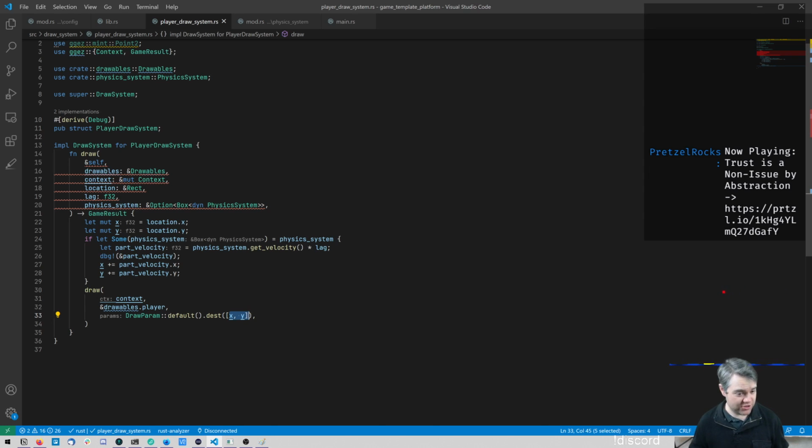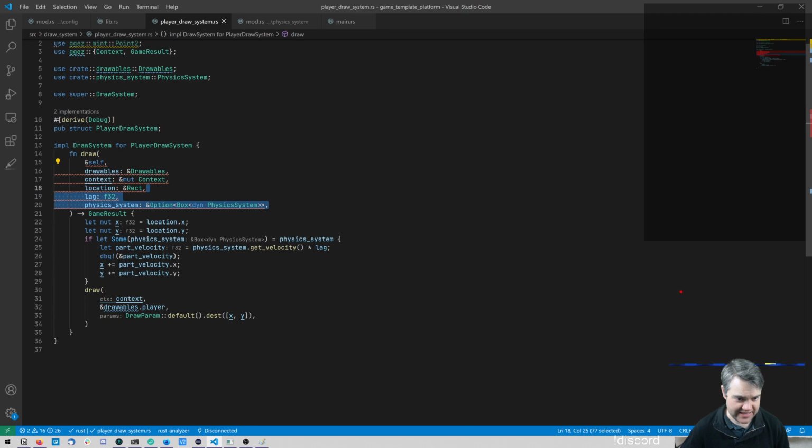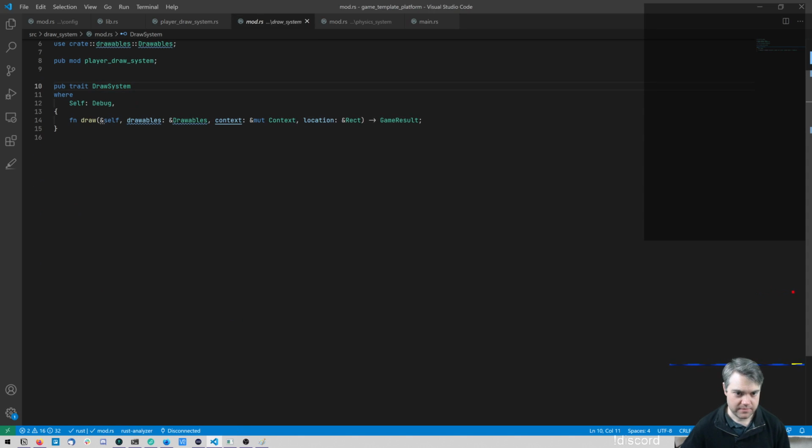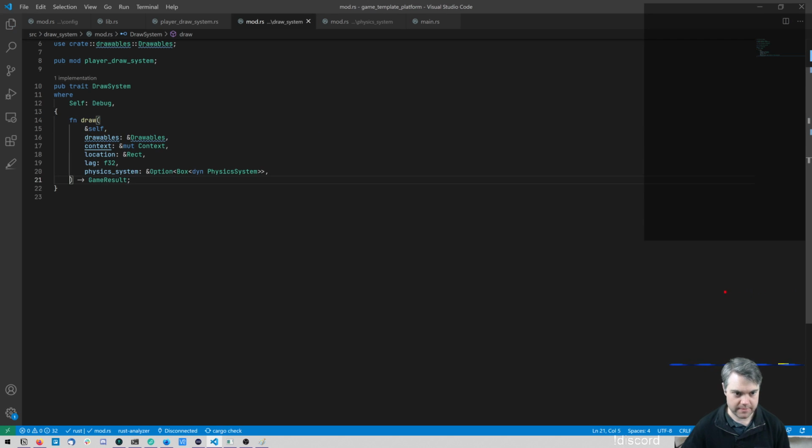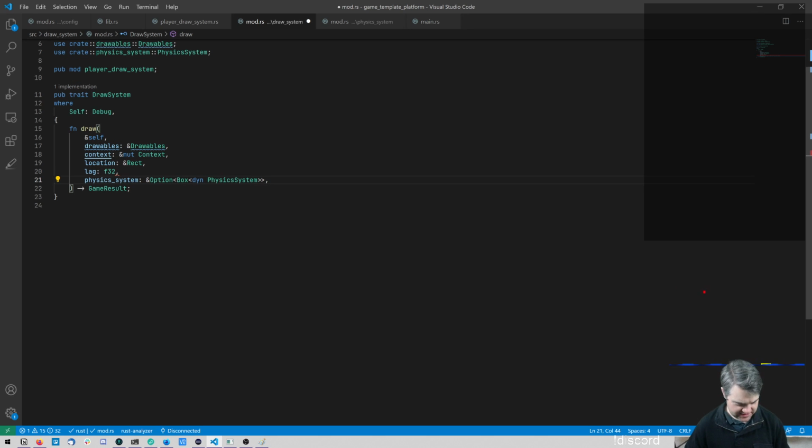Now, of course, if we drop down too low, it doesn't matter what we do. It's going to look terrible, but it's just not going to look quite as terrible. Let's go ahead and make this pass. So first of all, you're yelling at us because we need this lag added in and this physics system. So we need to go to the trait and add in u here. And you need to know about the physics system.